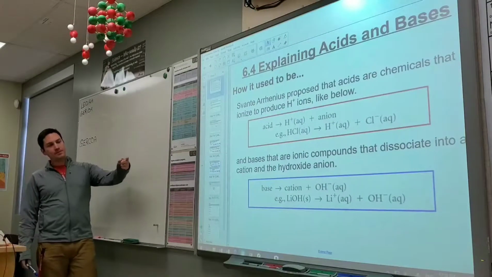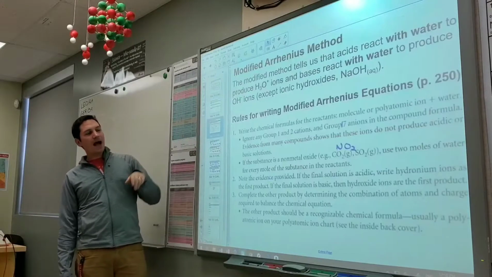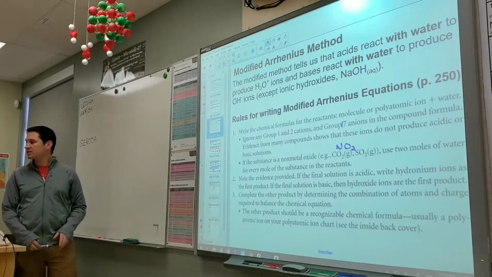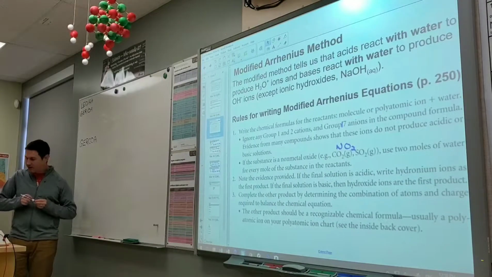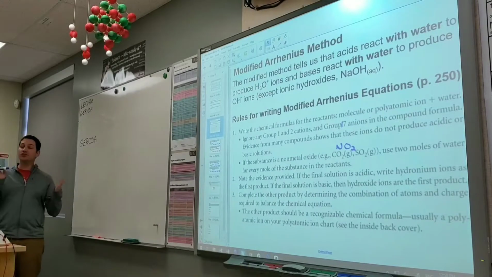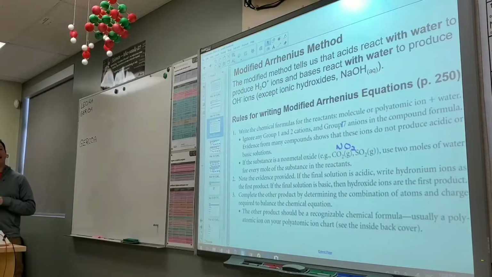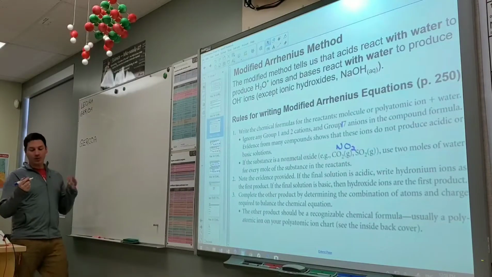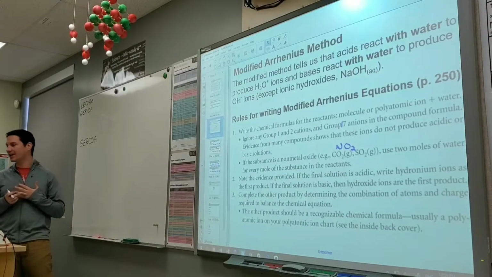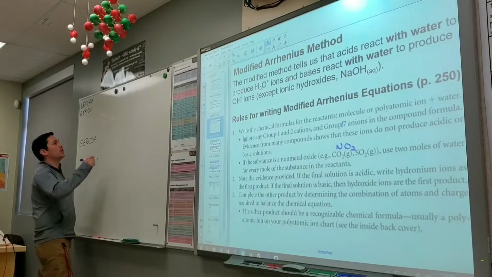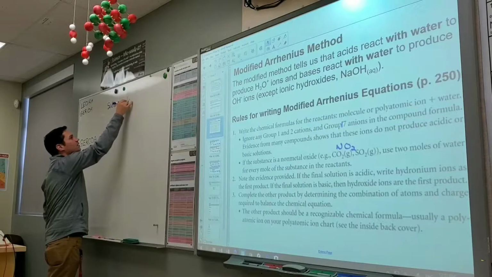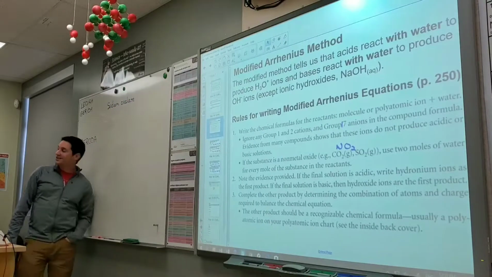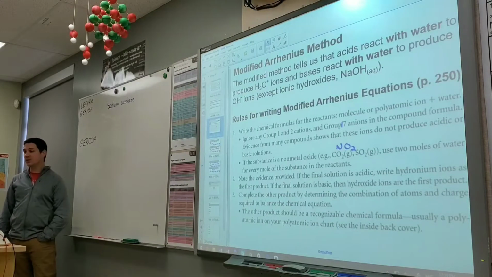Here, I want to go back to our instructions on writing modified Arrhenius equations. You're just going to have to trust me for a second, okay? Let's say that I put sodium oxalate into water, and what it does is it turns the solution basic.